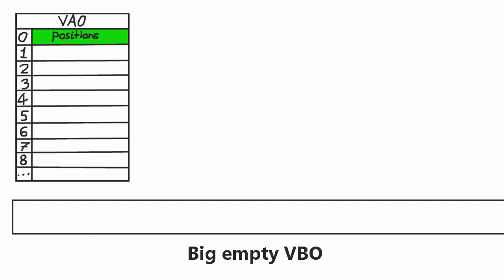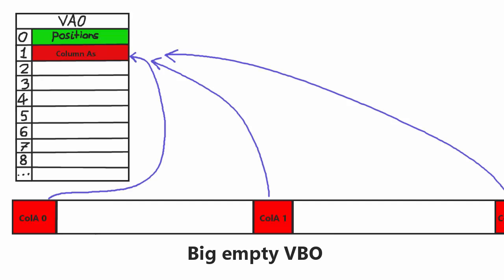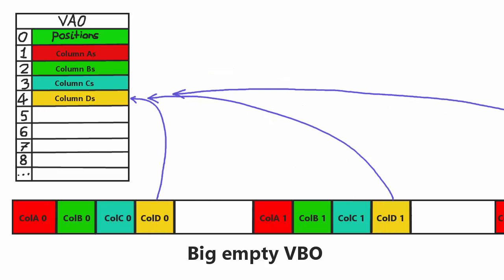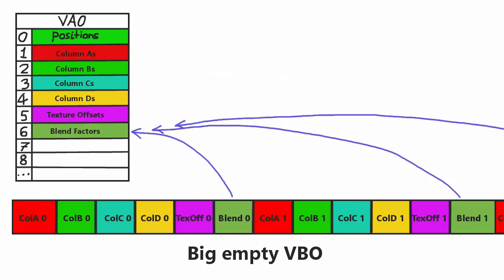So in this episode, we're first going to create an empty VBO. We're then going to link up the attributes in the VAO with sections of the VBO using the stride and offset parameters in the glVertexAttribPointer method.